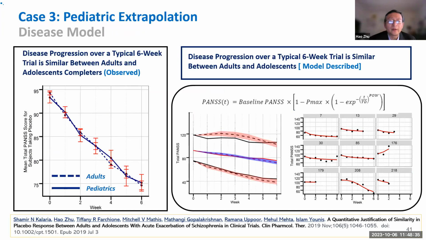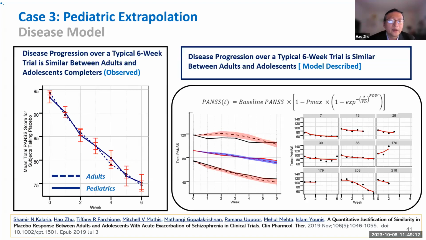And of course, we can always use modeling and simulation to justify whether we can extrapolate efficacy findings from one population to another population. Essentially, this is a disease model we established in patients with schizophrenia. You can see the outcome changes are fairly similar between pediatric patients and adults, with or without a drug. This became the basis for the FDA to establish a new policy allowing full extrapolation of efficacy findings from adults into pediatric patients.